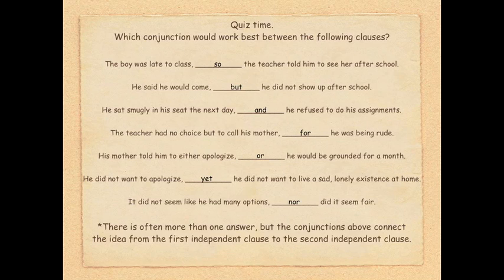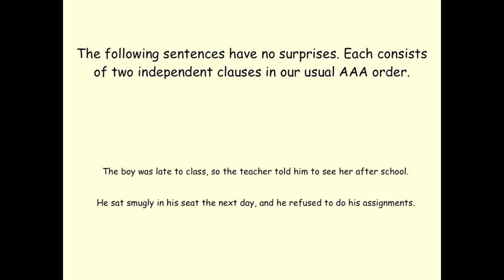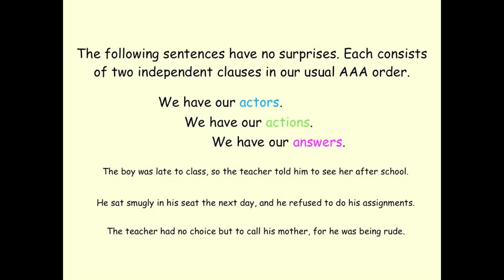There's often more than one answer, but the conjunctions above connect the idea from the first independent clause to the second independent clause. Now, when you use certain conjunctions to join independent clauses, sometimes the syntactic slots will move around a bit. The actors and the actions, the answers might get mixed up. In these 3 sentences, there are no surprises. Basically, everything follows the typical actor, action, answer order.